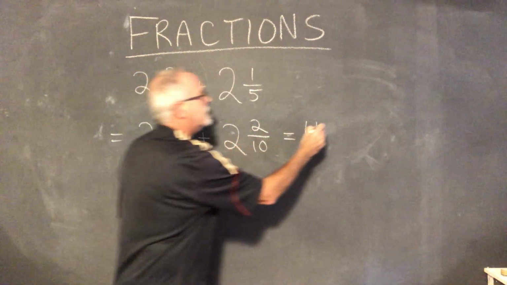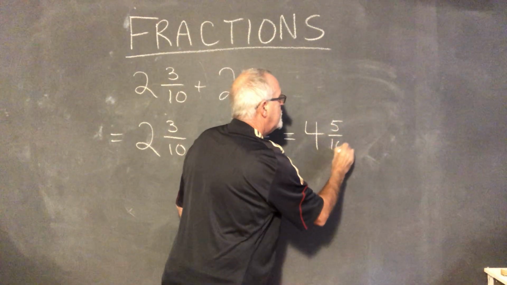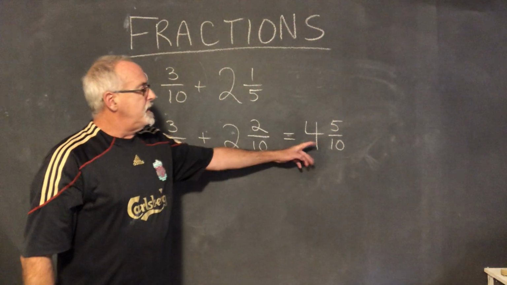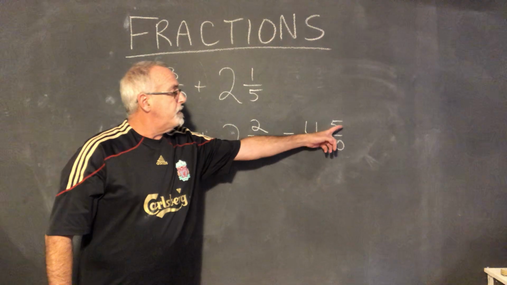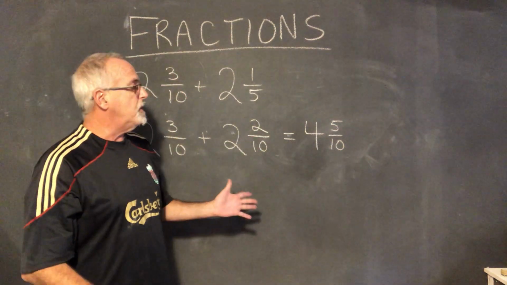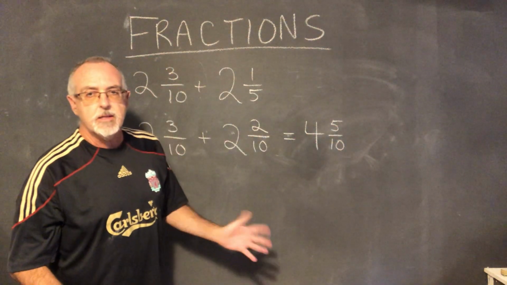3/10 plus 2/10 is equal to 5/10, and there's only one thing left to do. This time I ended up with an answer where the fraction part can be reduced, so I may as well reduce it. How do I reduce 5/10? It's a bit of an easy one.